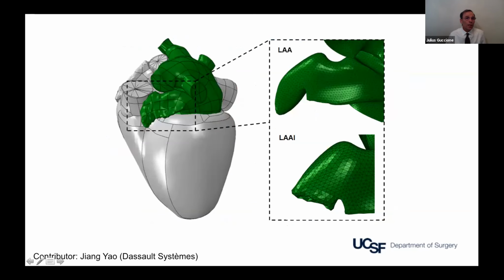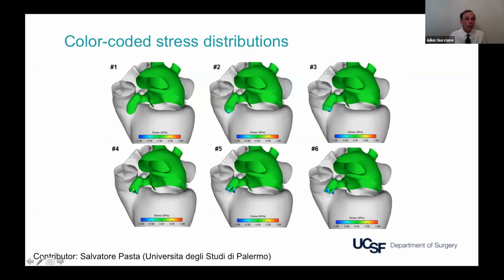So with Zhang Yao, she helped use the left atria from the Dassault Systems whole human heart model to simulate inversion. So here's before inversion and after inversion of the left atrial appendage. And then Salvatore at University of Palermo helped us look at the stress distribution in the left atrial appendage for different degrees of displacement of the far end of the left atrial appendage.